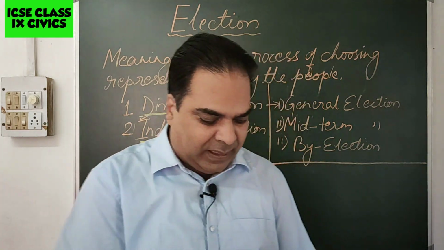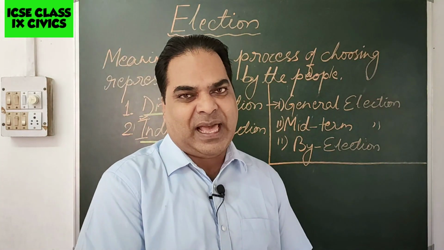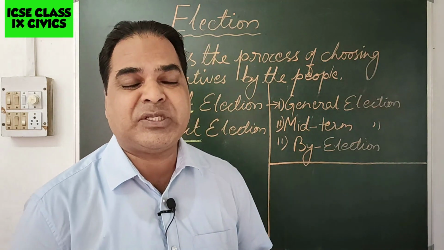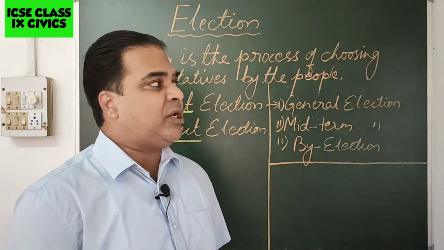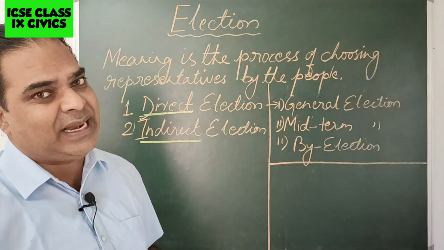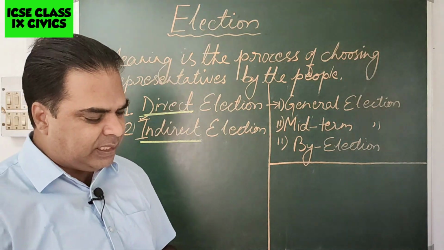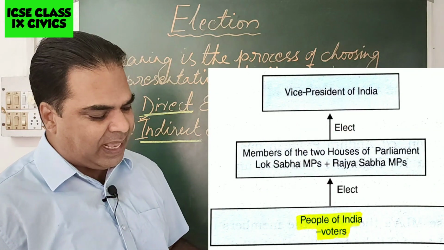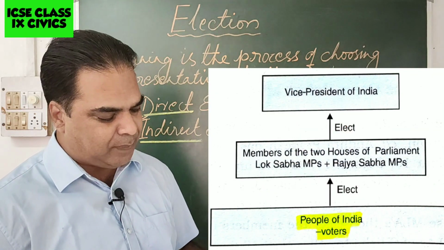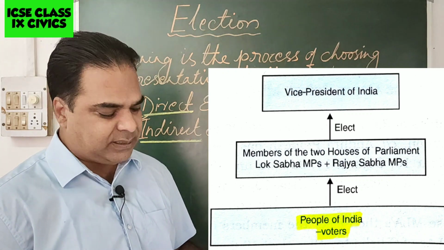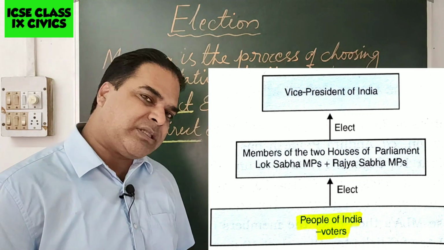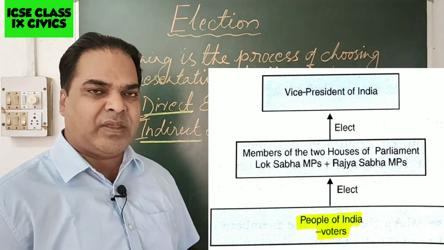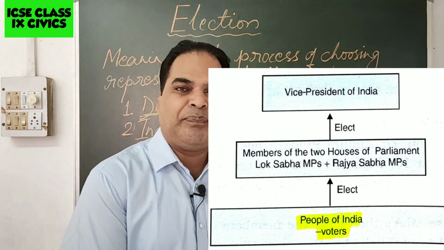Okay. Now the next example of indirect election is the vice president of India. The vice president of India is also elected indirectly. How, you can see here in the chart. People of India, as voters, elect the members of the two houses of the parliament, that is Lok Sabha and Rajya Sabha, and the members of Lok Sabha and Rajya Sabha, on behalf of the voters of the country, elect the vice president.